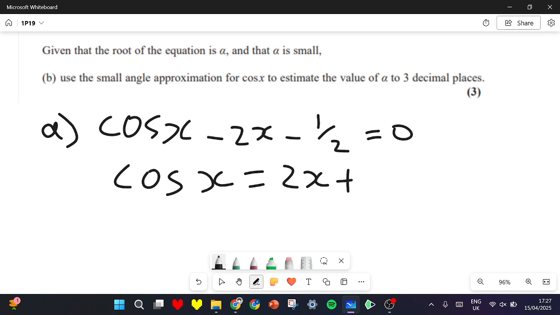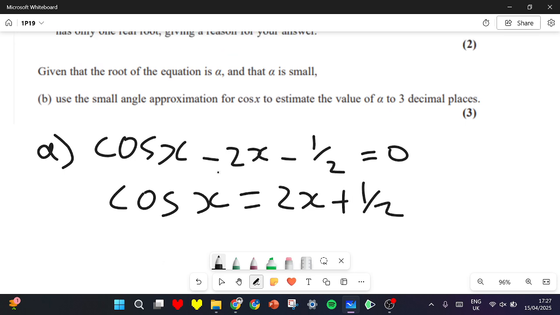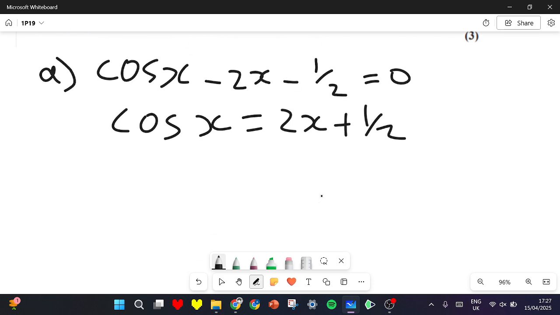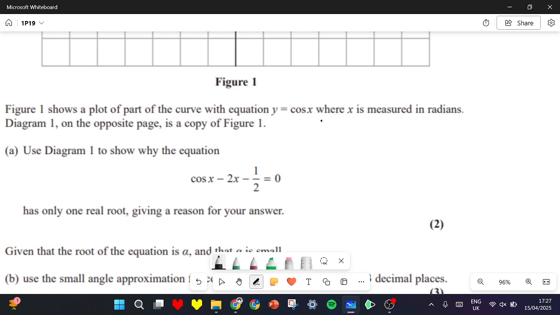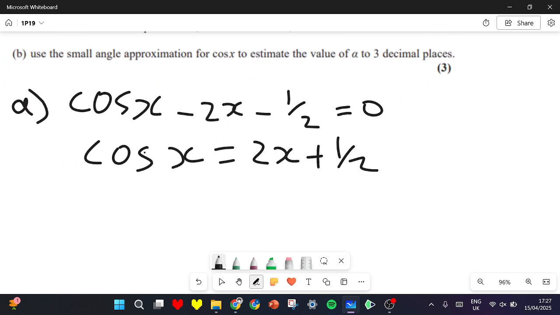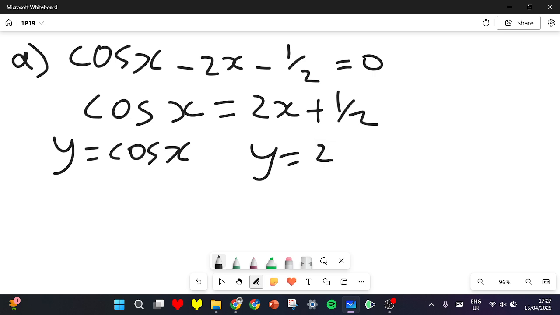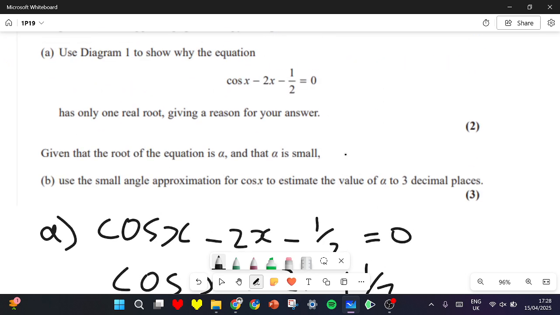Okay, there. So you'd have this, right? And the reasoning behind it is that we know y is equal to cos x, so this is equal to y, so this is also equal to y. So in a way, you're just drawing the graph of y equals cos x and y equals 2x plus a half on the same graph, right?